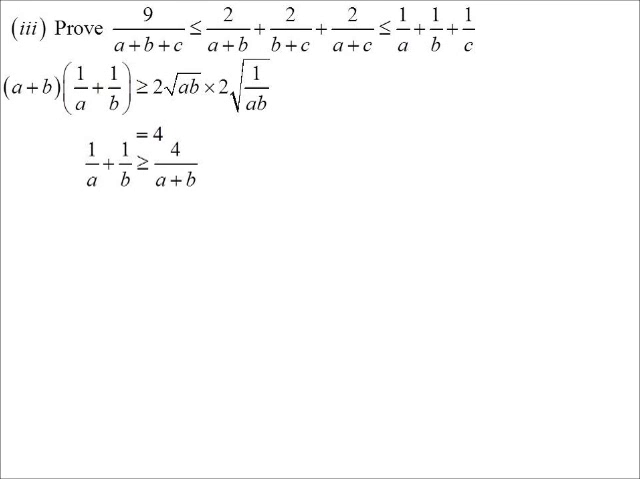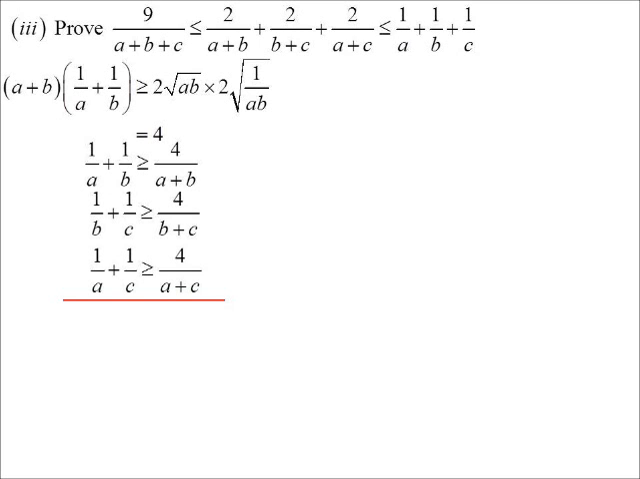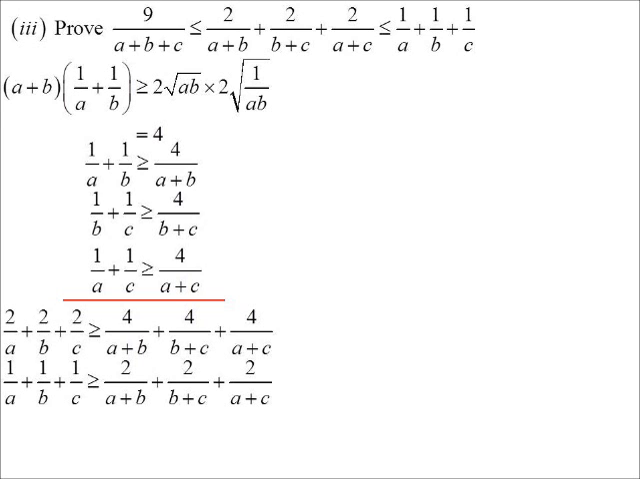Remember, we're trying to show the 2 on a plus b and so on. You see, because I could now say 1 on b plus 1 on c is greater than or equal to 4 on b plus c. 1 on a plus 1 on c is greater than or equal to 4 on a plus c. Add them together, and I get 2 on a plus 2 on b plus 2 on c greater than or equal to 4 on a plus b plus c. Divide everything by 2, and I've proven the right-hand side. So 1 on a plus 1 on b plus 1 on c. So that's how I get the right-hand side.